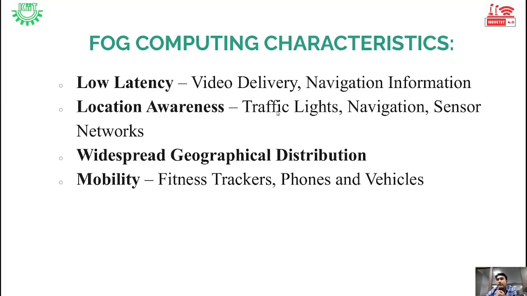Now let us have a look at the characteristics of fog computing. Some of the major characteristics are low latency, which can be quite useful for video delivery and navigational information. Another important characteristic is location awareness. Traffic lights, navigation and sensor networks use this feature. Then widespread geographical distribution, so nodes can be located anywhere. Another characteristic is mobility. That means fitness trackers, phones and vehicles can use it. So while you are mobile, you can actually use the fog computing resources.